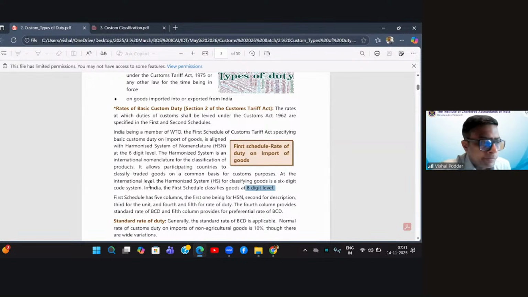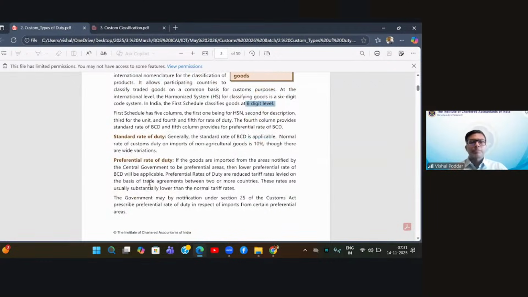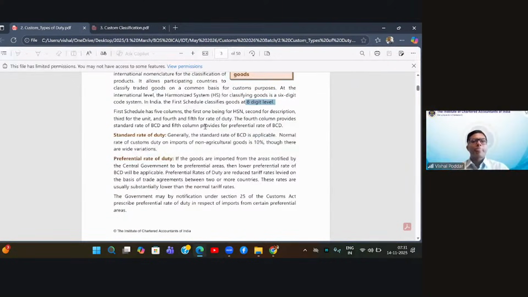Now, keep this backdrop in mind so that when you study GST classification, you'll understand. And even today, when we study the classification in customs, which is the second part, this will be helpful. So this is how the classification concept has come. This is how HSN has come.